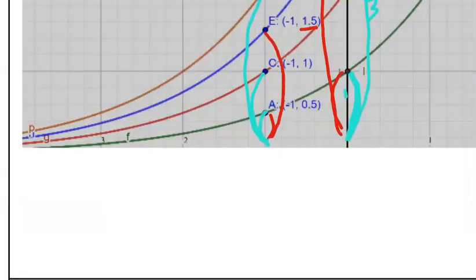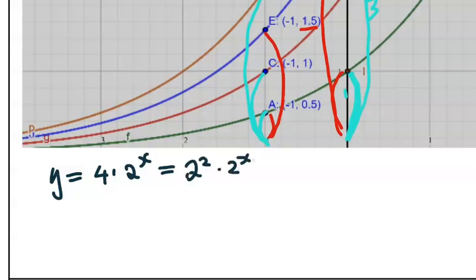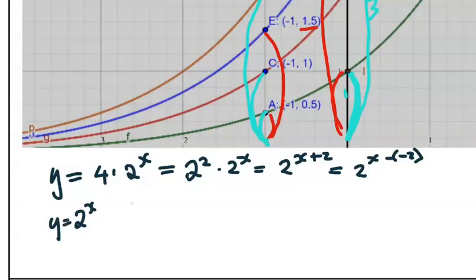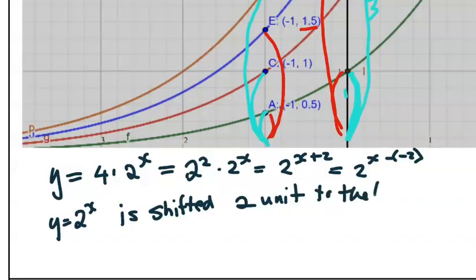What we also can say about the orange graph, this is y equal to 4 times 2 to the x, which is equal to 2 squared times 2 to the x, which is equal to 2 to the x plus 2. In which case y equal to 2 to the x is shifted 2 units to the left. Let us check that on the graph.